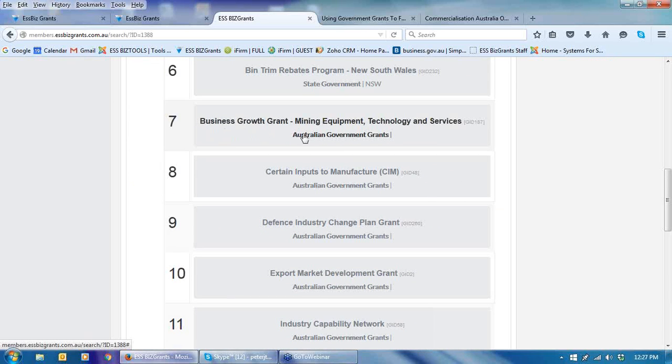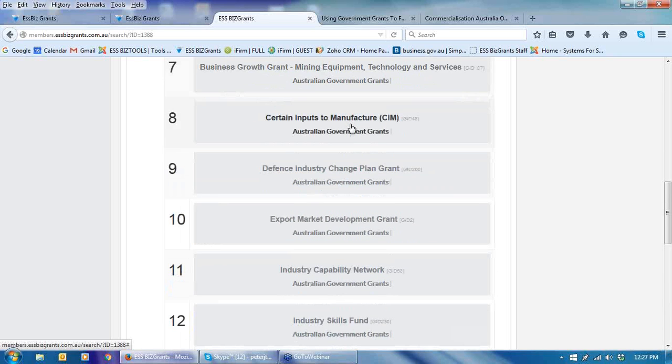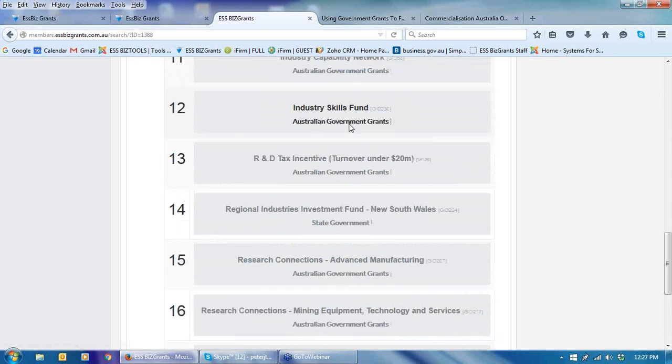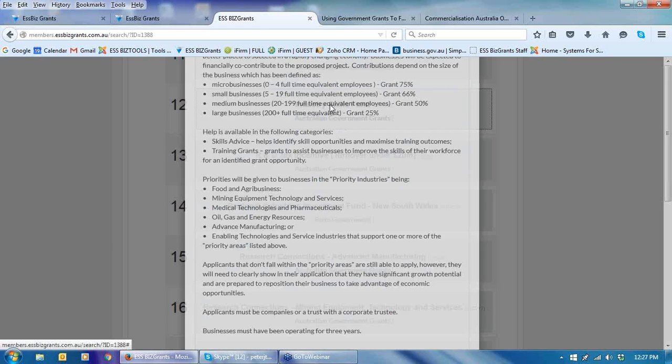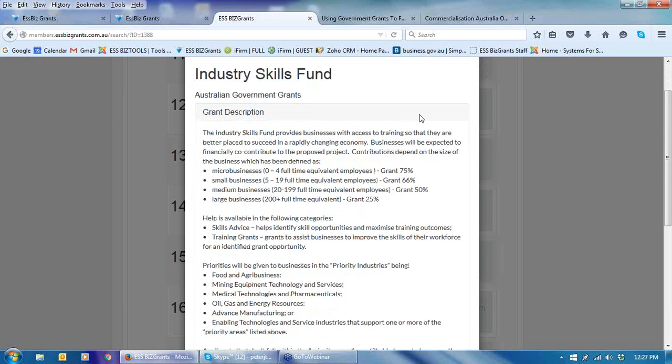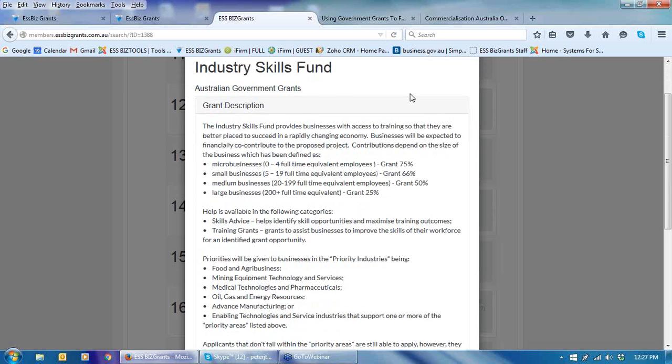Now, business growth grants been repeated. That's because it's a very fine line between advanced manufacturing and the mining equipment area, but you can only get the grant once, so you wouldn't bother going back on there. The other one I want to show you is the Industry Skills Fund, but there are plenty of others there, like the Export Market Development Grant that you could look at. I found out last week at ATSA that a number of accountants weren't aware of the Industry Skills Fund.